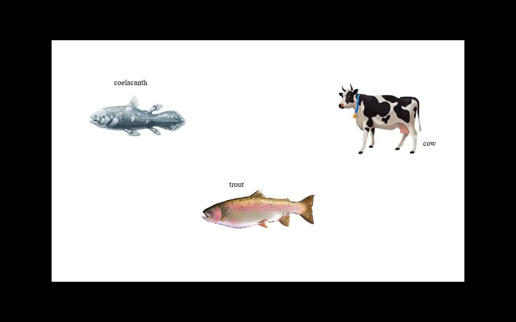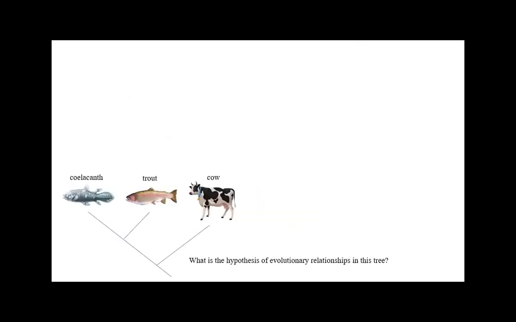I want you guys to chat with each other, please, and tell me what the hypothesis is of relationships amongst these 3 organisms on this phylogeny. So which ones are related to each other and which one is the sister to the other 2? It's not going to be hard. Go ahead and talk to each other. What is this tree trying to show you?